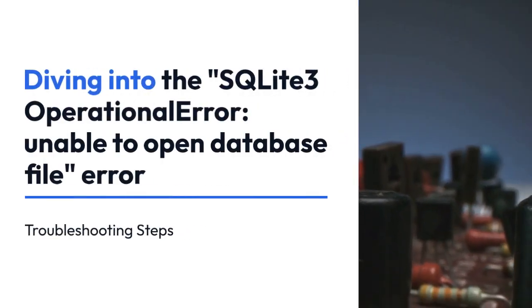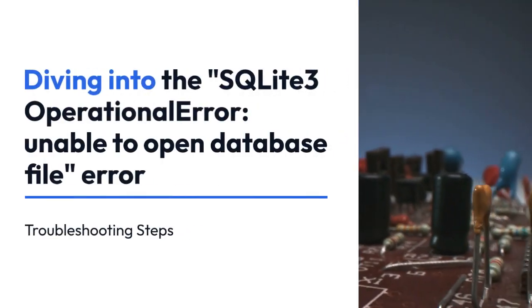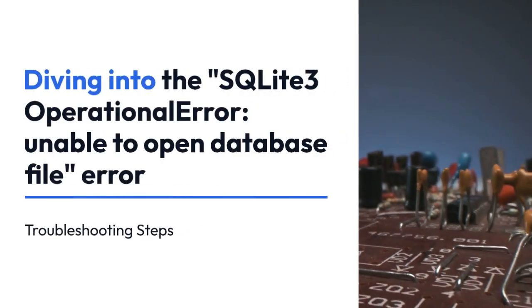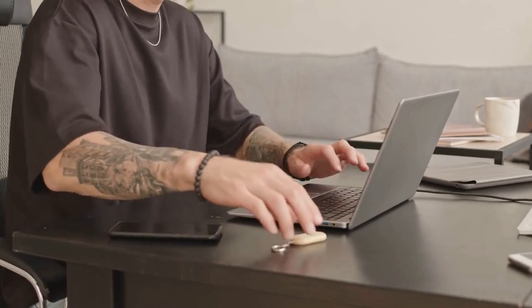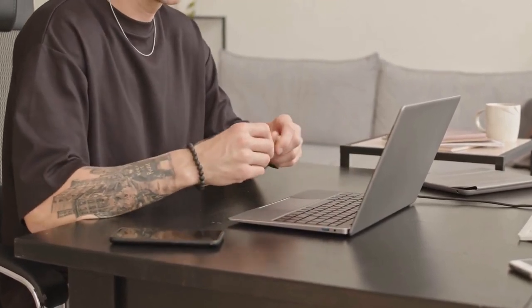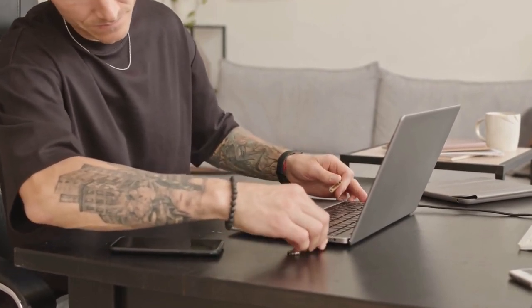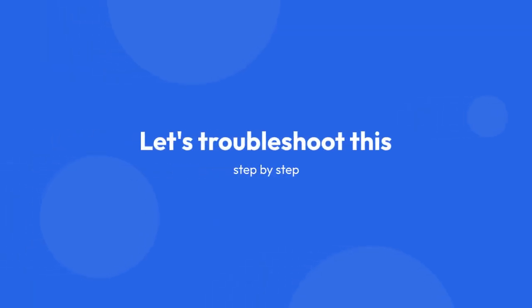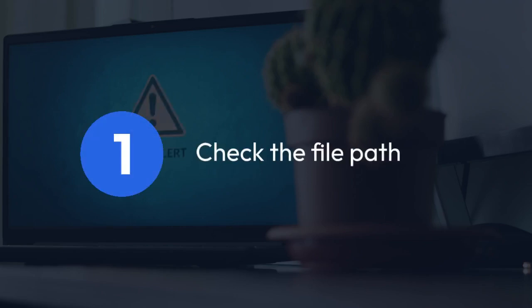We're diving into the frustrating SQLite3 operational error, "unable to open database file." This usually pops up when your Python program, or any program using SQLite3, can't find or access the database file it's trying to use. Let's troubleshoot this step by step. 1. Check the file path.